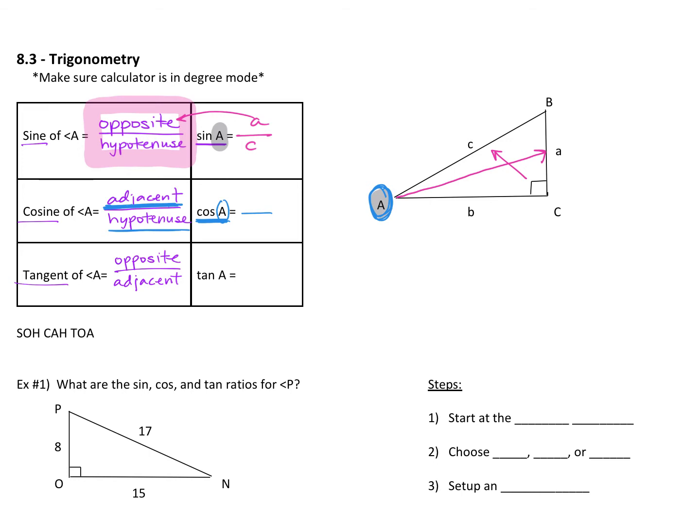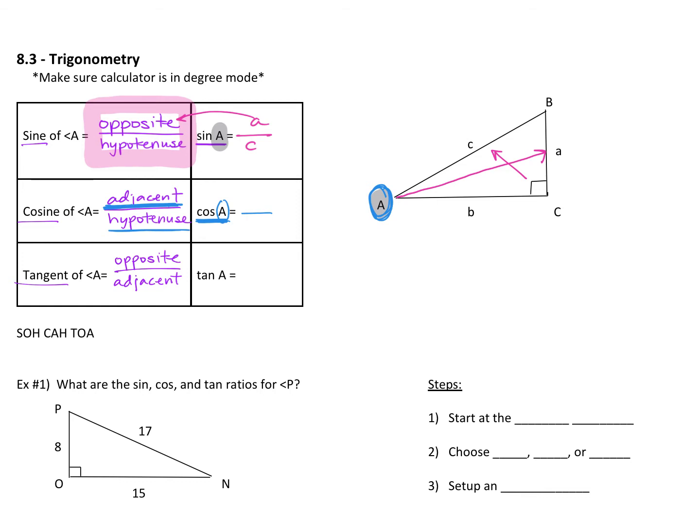The adjacent side is the one that's not the hypotenuse. So you have two sides that are next to A, this side here and this side here. Well, this side is the hypotenuse, and we have a name for that. So the adjacent one is the one that's not the hypotenuse, but it's next to the angle.